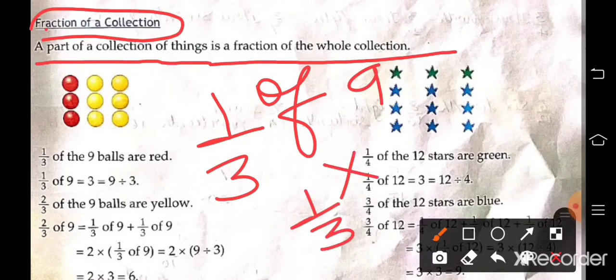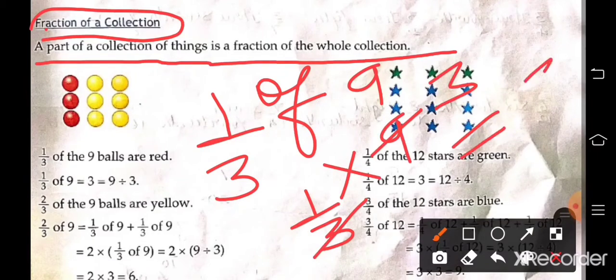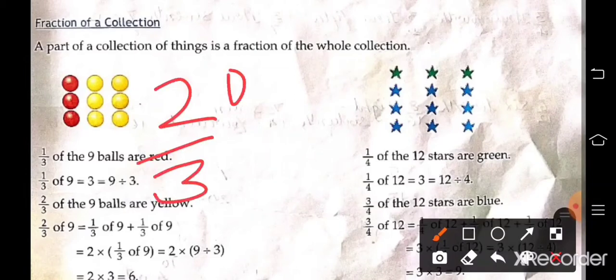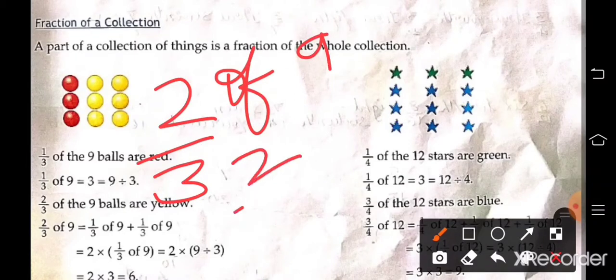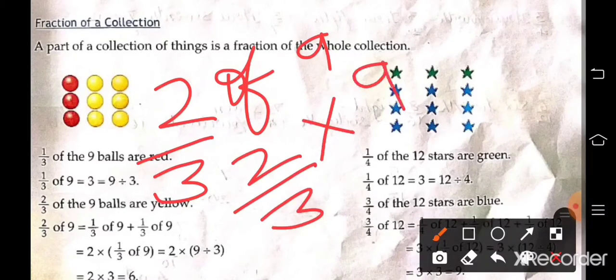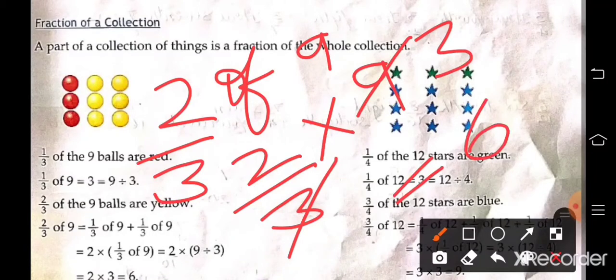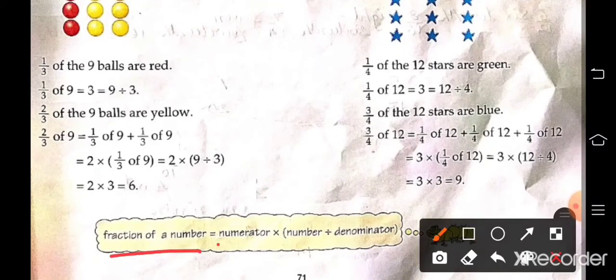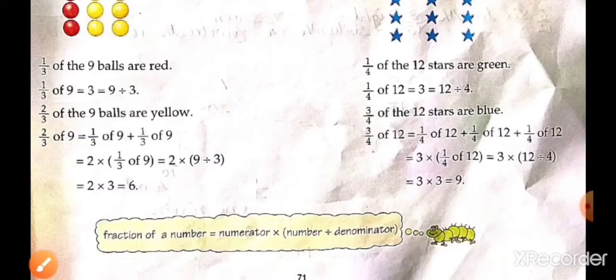1/3 of means multiply by 9. 3 threes are 9, 3 ones are 3. So 3 balls are red. Okay. 2/3 of 9 balls are yellow. So 2/3 of means multiply by 9. 3 threes are 9. Now 3 twos are 6. So 6 balls are yellow. Okay, or you can say a fraction of a number equals the numerator multiplied by the number divided by the denominator. Okay, now the exercise time.